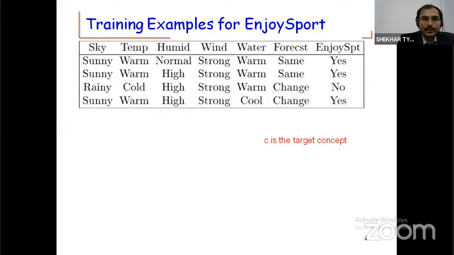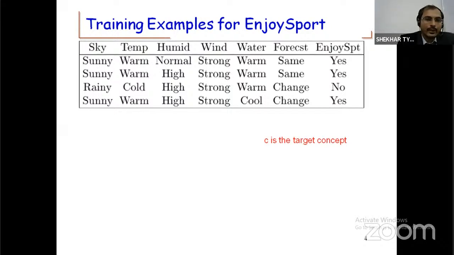You will see that there are 7 types of parametric or attribute values that we have taken. First is the sky condition, second is temperature, third is humidity, then wind, water, forecast, and enjoying sports. So this is the final outcome that we have to yield. In the first case, we have the sky condition as sunny, temperature as warm, humidity normal, wind strong, water warm, forecast same, meaning the previous day forecast and the current day forecast are almost similar. In that condition, what we are yielding is a Boolean 1, or we can represent it with a yes value.